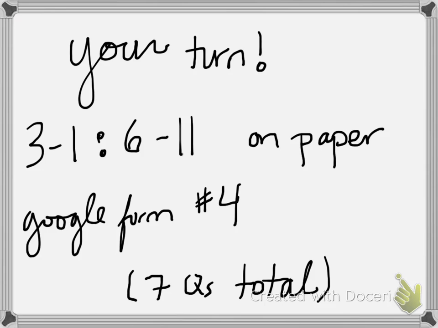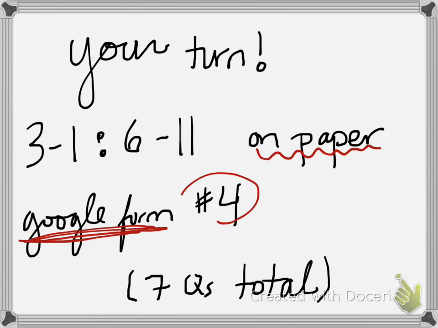It's your turn. In your textbook, please do numbers 6 through 11 on paper. Okay, you don't have to put them in the Google form, just bring them to class tomorrow on paper. Then do Google form, this is your Google form question, number 4 in your textbook. So do number 4 in the Google form, 6 through 11 on paper. Okay, that's 7 questions total. And then we will work on the rest of 3-1 tomorrow in class.